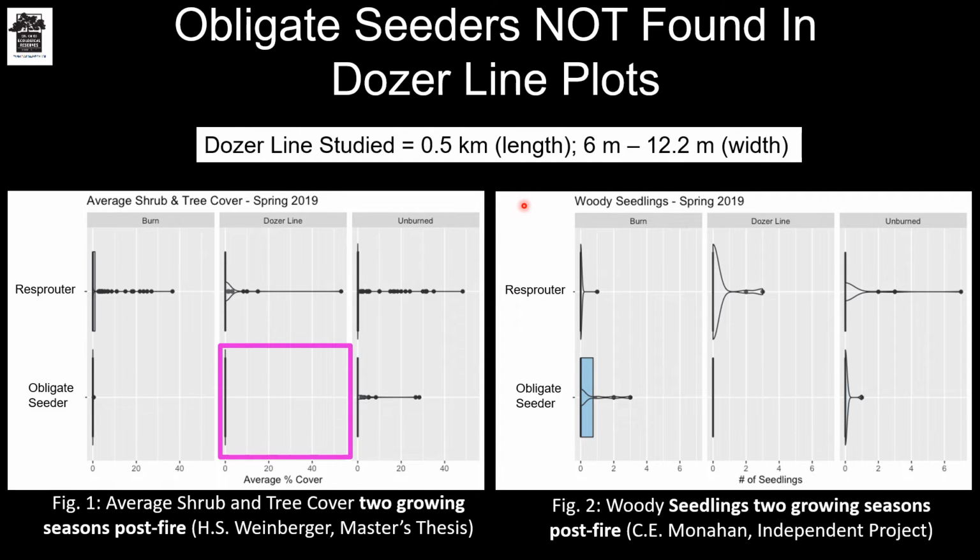This second graph is showing woody seedling growth in the same plots sampled for average shrub and tree cover. This graph is set up the same, except it has number of seedlings on the x-axis. We can see a similar pattern with resprouter seedlings in all 3 treatment types, but obligate cedar seedlings only being found in the burned and unburned areas, and again are missing from the dozer line area. Therefore, no obligate cedars were found in any of the dozer line plots in either of our studies.